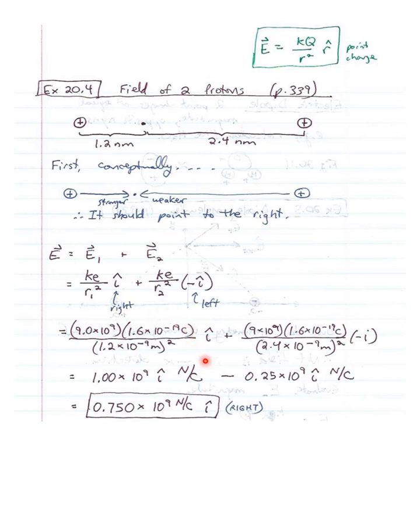But here we go. You plug those values in. You have the distances, nanometers is times 10 to the negative 9. And then you should end up with 1 times 10 to the 9th i hat minus 0.25 times 10 to the 9th i hat. And I hope that you do these along with me in your calculator to make sure that you get the same results I've gotten. So in the end, we get 0.750 times 10 to the 9th newtons per coulomb i hat. And since it's positive, that means it points to the right, which is what we expected up here.